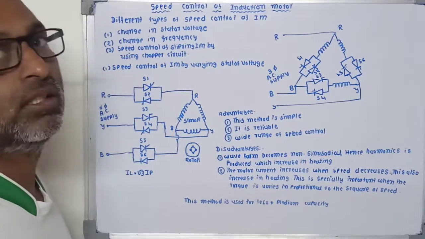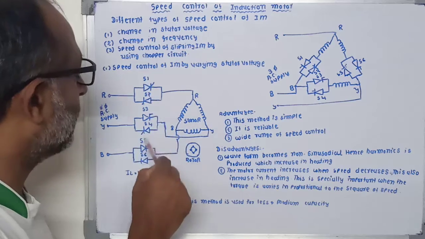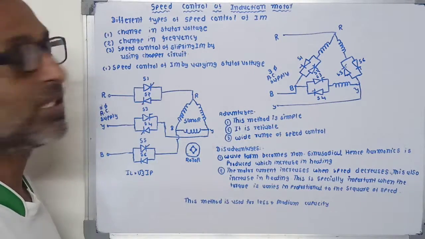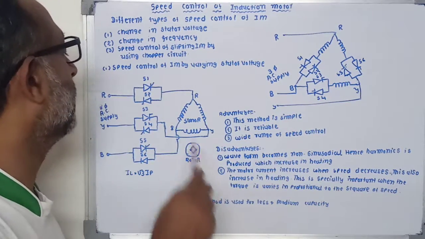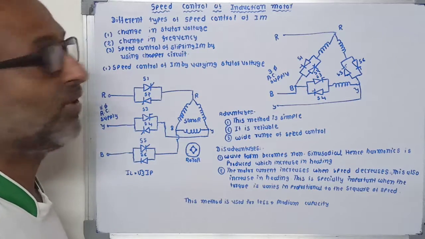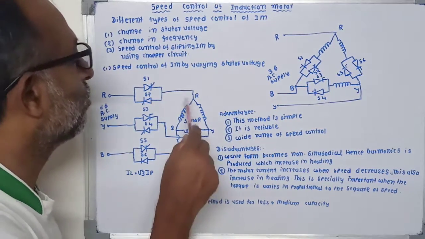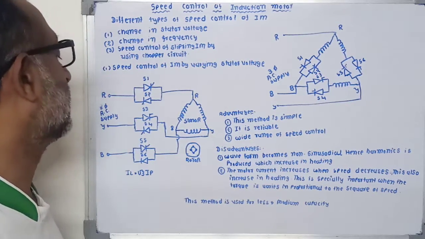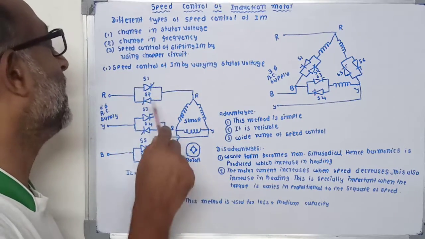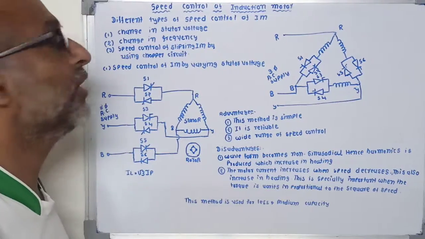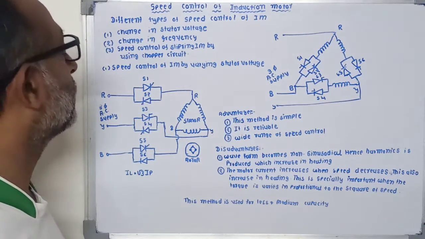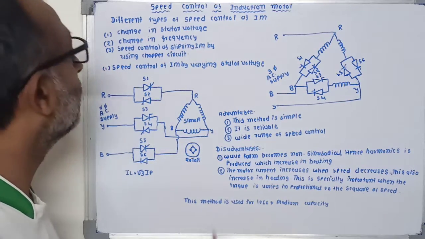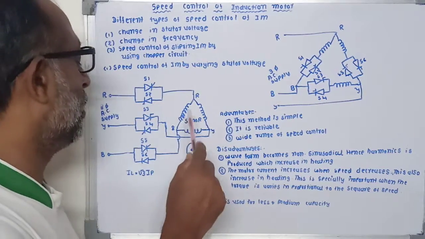So here when S1, S3 and S5 are turned on, the current passes through the stator winding in one direction. Now when S2, S4 and S6 are fired, the current passes through the winding of the stator in the reverse direction. By changing the value of the firing angle of the SCRs, the speed of the motor also varies. If we increase the firing angle of the SCRs, it will reduce the speed of the induction motor.